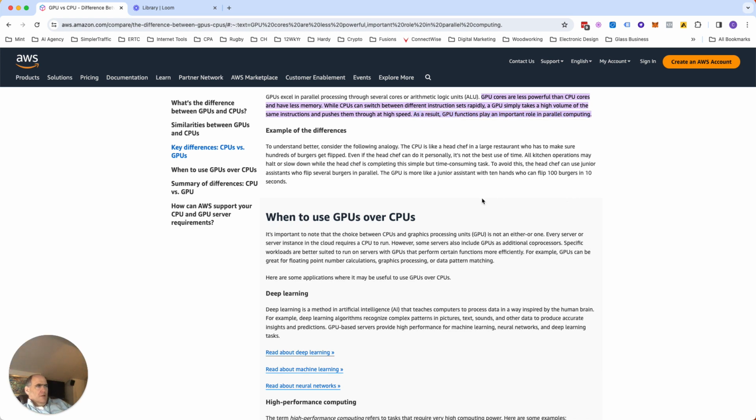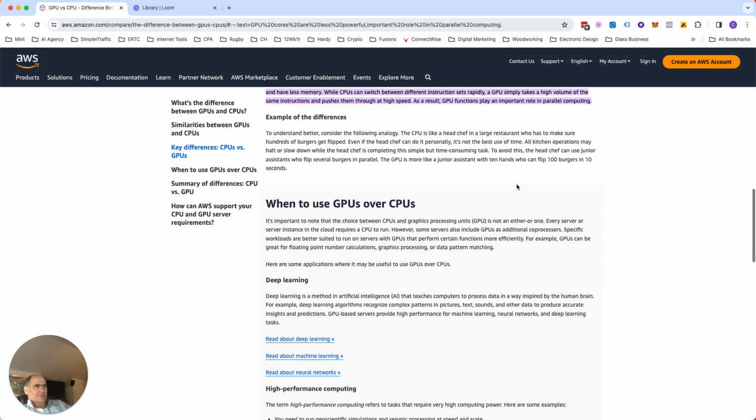Here's an analogy I thought was kind of cool. They talk about the CPU as the head chef of a large restaurant who has to make sure hundreds of burgers get flipped. Even though the head chef could do it personally, it's not the best use of his time. He'd be really slow, and it would take everything else down. All kitchen operations may halt or slow down while the head chef is completing this simple but time-consuming task. To avoid this, a head chef can use junior assistants who flip several burgers in parallel. The GPU is more like the junior assistant with 10 hands who can flip 100 burgers in 10 seconds.